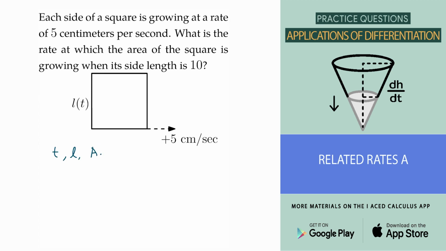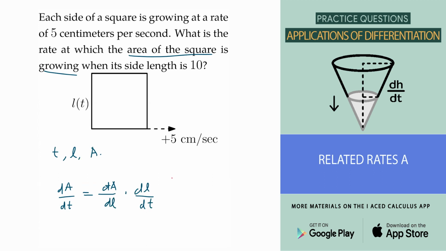Now, the question wants the rate at which the area of the square is growing. This is the same as asking for dA over dt, area changing with respect to time. And by related rates, this is equal to dA over dL times dL over dt. In order to find dA over dt, we're going to find each of these two individual factors.